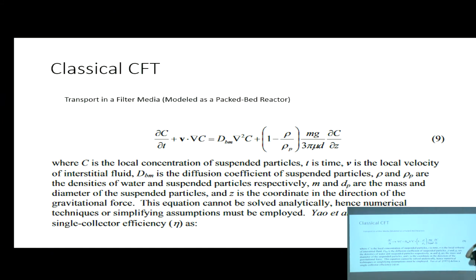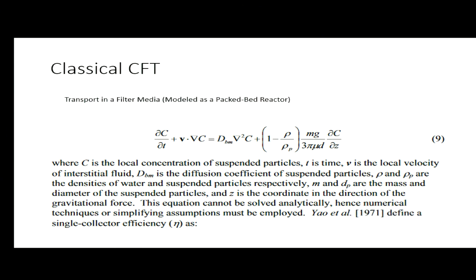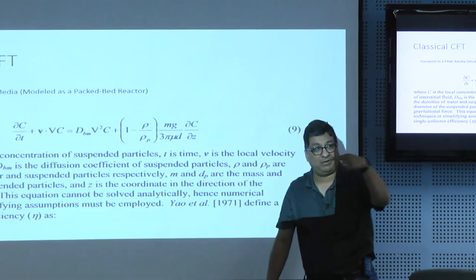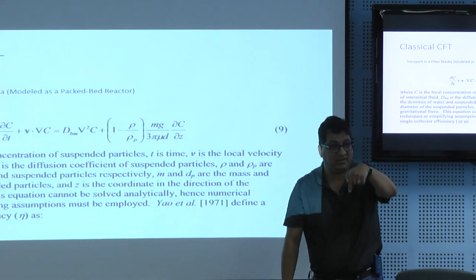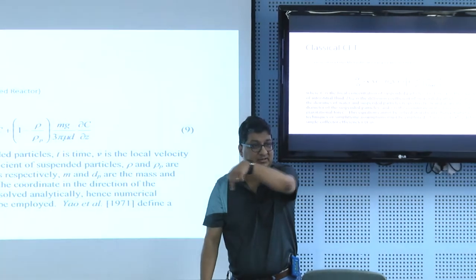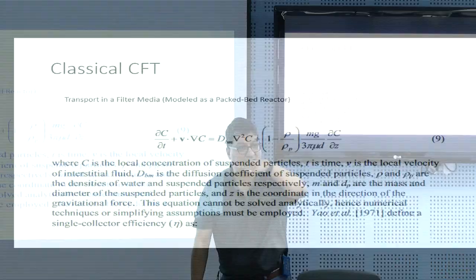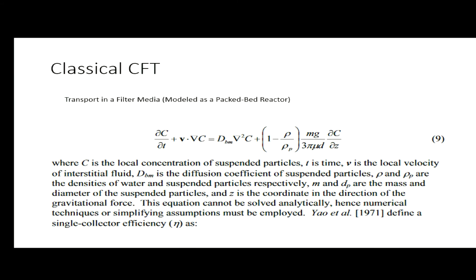So it is the movement. It accounts for interception, and then also the diffusion, movement into the filter, which is assumed to be in the direction of gravity, or in the direction of Z. So the water is flowing in this direction. The particles are depositing and moving down in this direction. So this is my Z direction, and this is my flow direction, X direction.